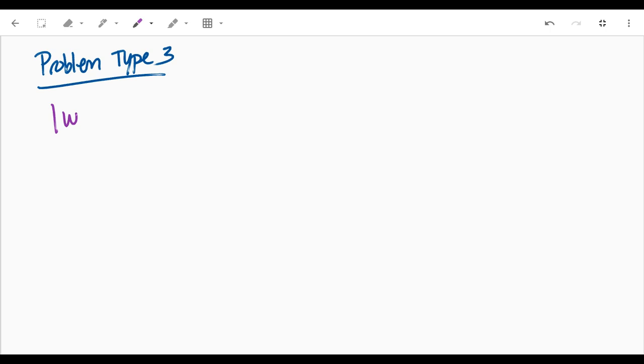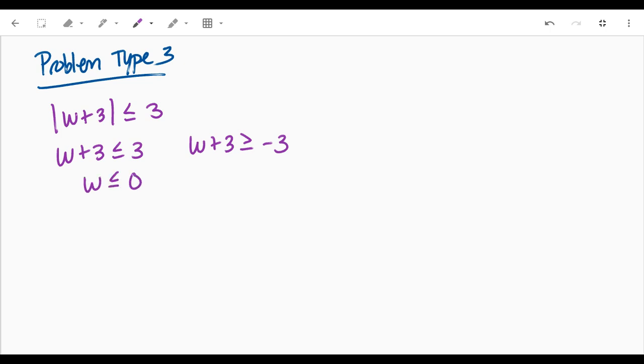We have the absolute value of W plus 3 is less than or equal to 3. Okay, so W plus 3 is less than or equal to 3. And again, flip the sign and make that negative. Okay, so W is less than or equal to 0. W is greater than or equal to -6. Okay, we're less than the bigger number, greater than the smaller number, so that means we're going to be in between.